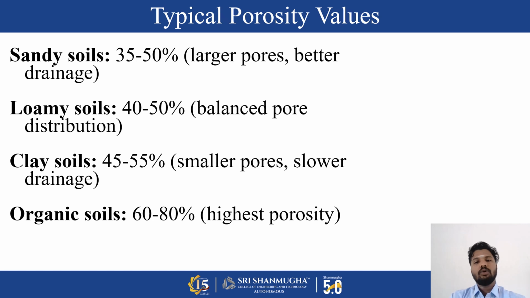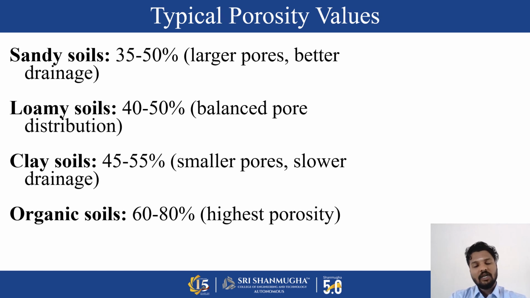This slide shows how total porosity varies by soil texture. The first one is sandy soil. Sandy soil has a porosity value ranging from 35 to 50 percent, and tends to have larger pores and better drainage. The second one is loamy soils. Loamy soils have a porosity value from 40 to 50 percent, offering a balanced distribution of pore sizes.